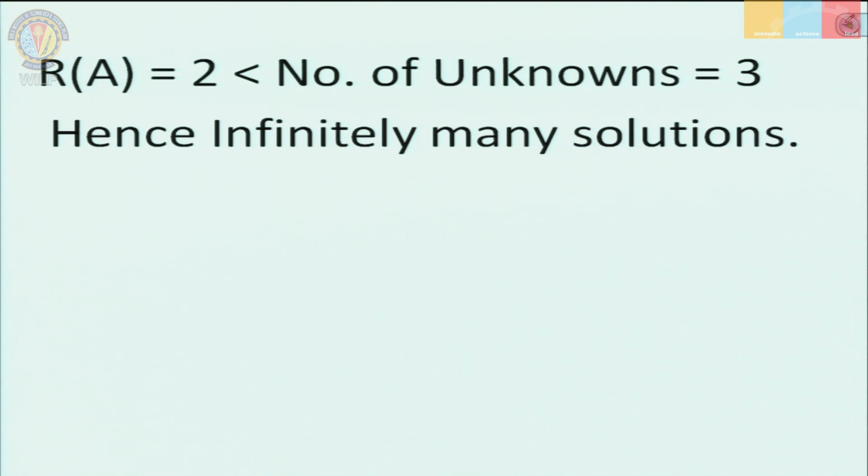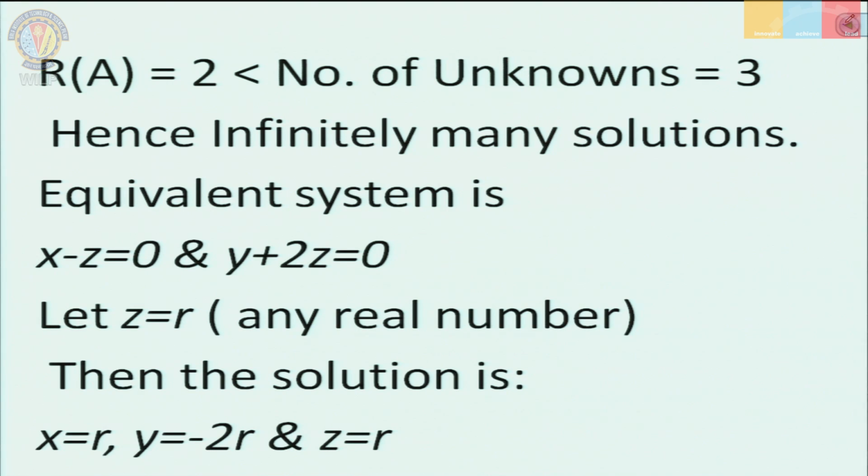So, rank of A is equal to 2, the number of non-zero rows in the row reduced echelon form, and it is less than the number of unknowns. Therefore, you will get infinitely many solutions, and from the first two equations you will get x minus z is equal to 0 and y plus 2z is 0, again z is arbitrary. So, choose any value of z, then x is equal to r and y is minus 2r and z is any real number r. So, for every value of r you will get different x and y, and therefore, we will get an infinite number of solutions.